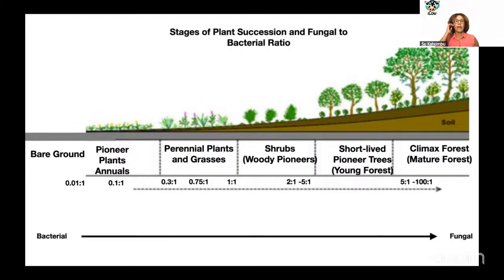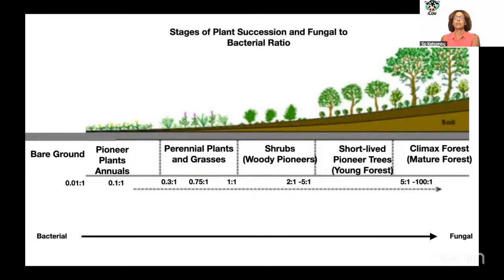If you look at the bacterial to fungal ratio, what happens there? We go from very bacterial, where we have bare ground, there's not a lot of fungi, all the way up to extremely fungal. Trees need to reach nutrients from so far, whereas if you look down at pioneer plants, they may not need to really. They don't live that long. They don't have woody stems.